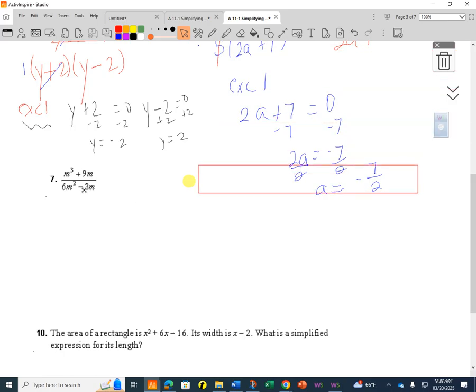Let's look at this next example. m cubed plus 9m divided by 6m cubed minus 3m. Would you write that example in your notes? Factor the numerator, factor the denominator.